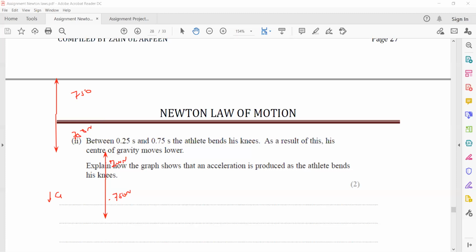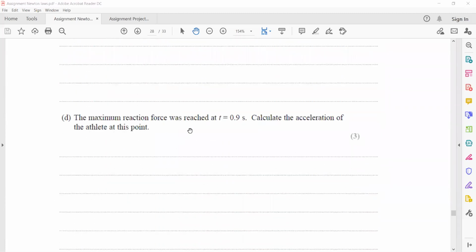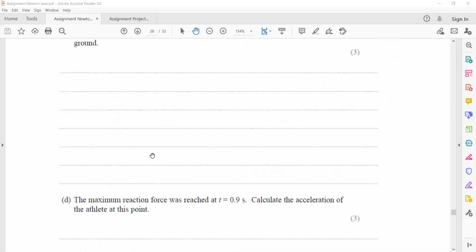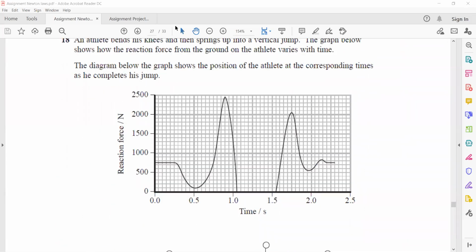Then part D, the maximum reaction force was reached at 0.9 second. Calculate the acceleration of the athlete. So how can we calculate the acceleration? This is the upward force, that's about 2400 or 2450. The weight is already there, that's 750.